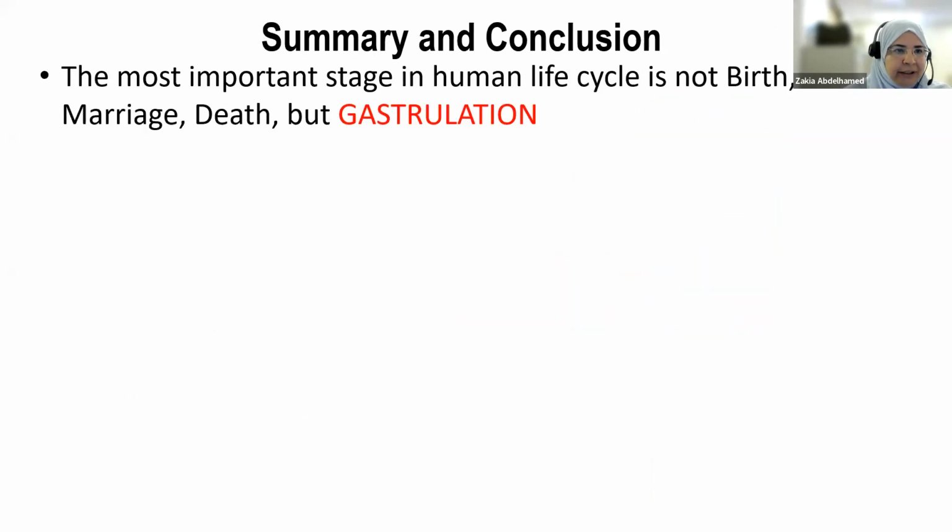So this is the summary. I think you may agree with me that the most important stage in a person's life cycle is not the birth or the marriage or this, but the gastrulation. It's the most important step. If this happens correctly, we will be fine.